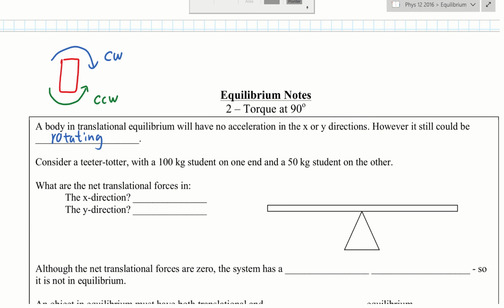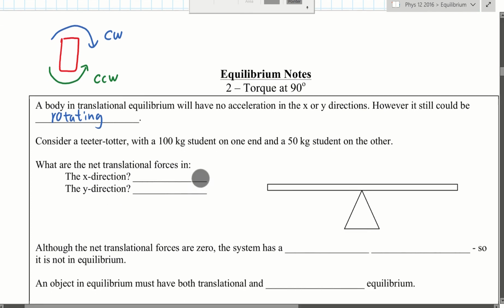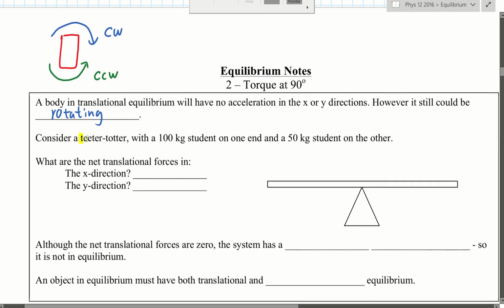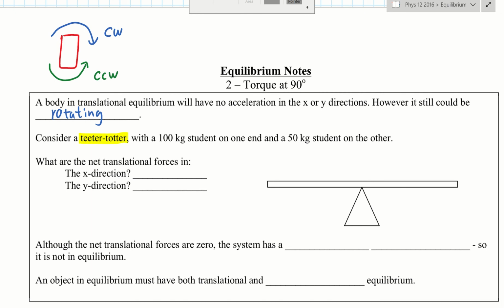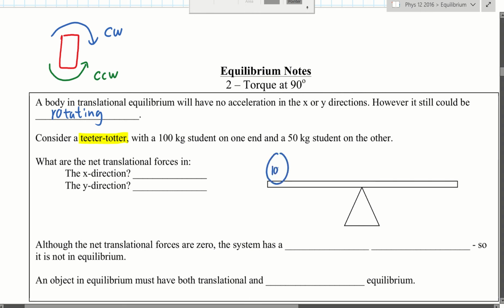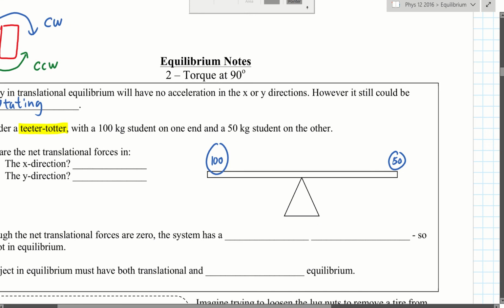Okay, so consider something like a teeter-totter, which you might have played on in a playground when you were younger, right? We also call it a seesaw. Usually, in a game like this, imagine I put a child that is 100 kilograms on one end, and on the other end, another child that is 50 kilograms.